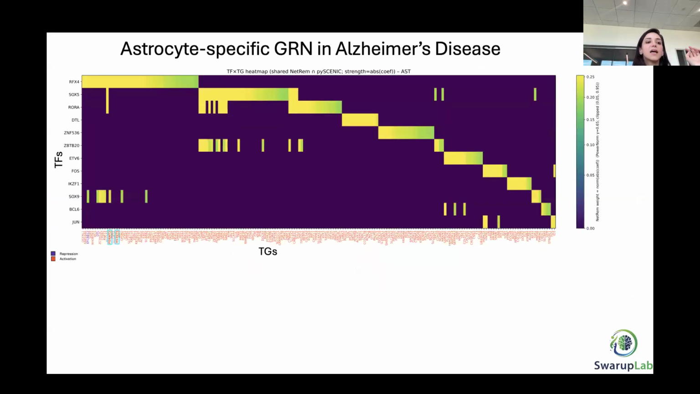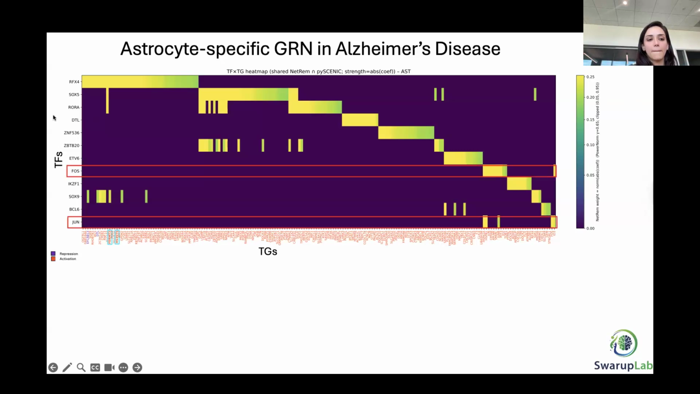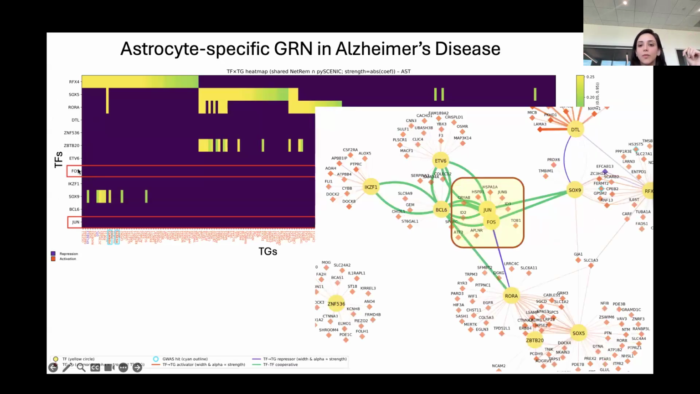So just as an example of how this worked, you can see on the y-axis, we have a list of transcription factors in astrocytes in Alzheimer's disease. And the x-axis is a series of target genes for each of the transcription factors. What we found that was consistent with what we know happens in astrocytes in Alzheimer's is this interaction between the JUN and FOS transcription factors that was captured through this framework.